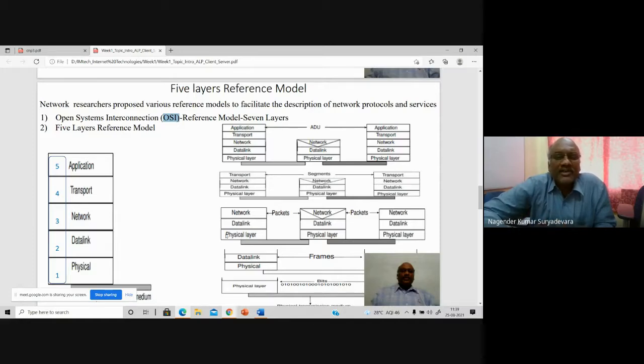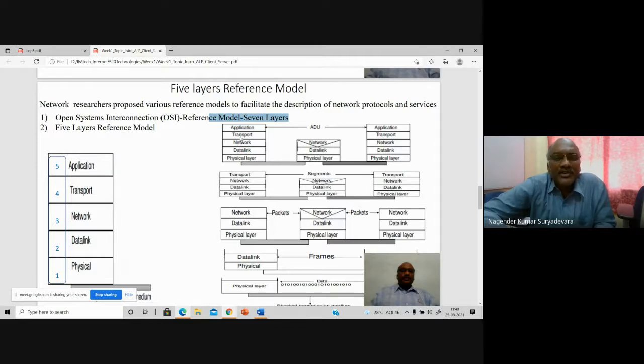Those 7 layers, if you see the names from the bottom of this diagram on the stack, are the physical layer. Then above the physical layer, the data link layer. Then above the data link layer, we have the network layer, then transport. Then we have a session layer and a presentation layer. I have not mentioned those session and presentation layers here because we are not discussing them much in the computer network's 7 layers reference model. Then above the presentation layer, we have the application layer.